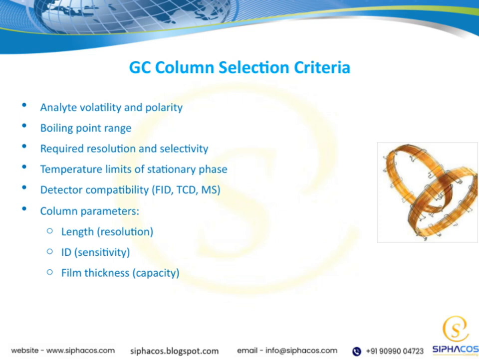Now, looking at the column parameters themselves, the length of the column affects resolution. The longer the column, generally, the better the separation. The internal diameter, or ID, influences sensitivity, with narrower IDs typically providing higher sensitivity. And finally, the film thickness impacts capacity, meaning how much sample the column can handle without losing separation efficiency. Connecting all these points, remember that choosing the right column is about balancing these factors to match your specific analytical needs. It's a fundamental step that ensures accurate, reliable results in your chromatographic analysis.